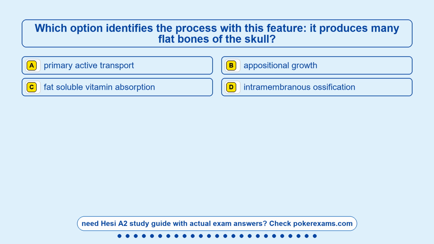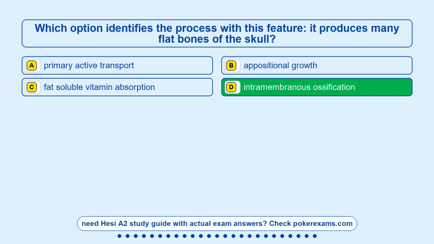Question 6. Which option identifies the process with this feature? It produces many flat bones of the skull. Option A, primary active transport. Option B, appositional growth. Option C, fat-soluble vitamin absorption. Option D, intramembranous ossification. The correct answer is option D, intramembranous ossification.